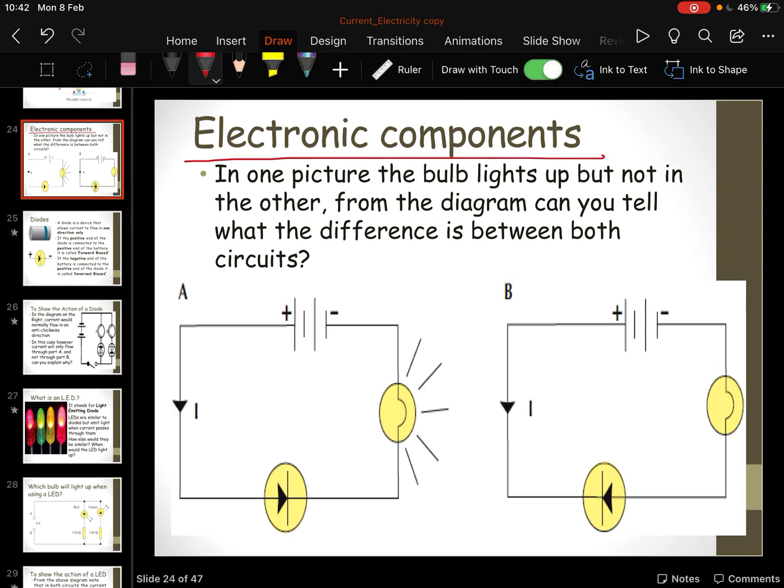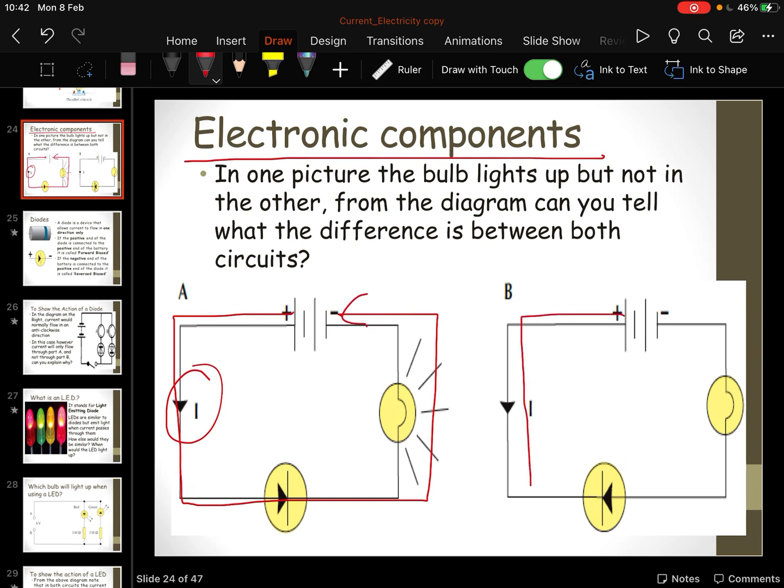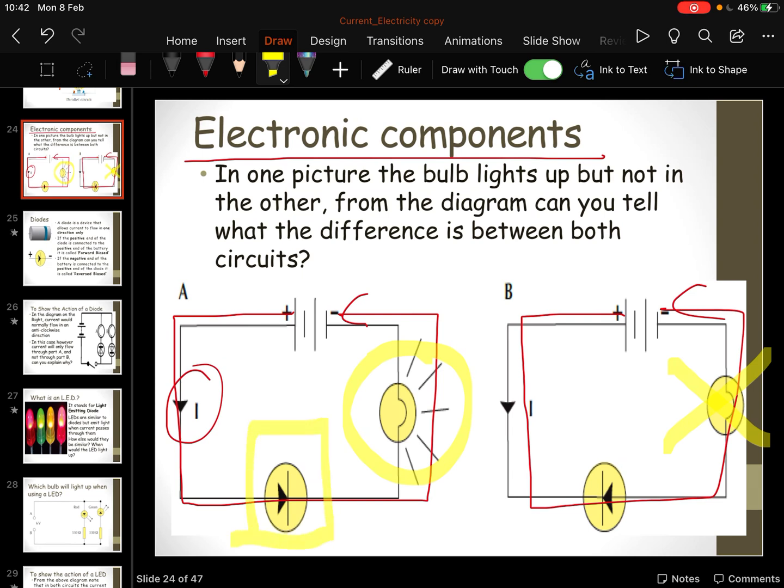So, see the arrow here? It's telling us which way the current is flowing. It's coming from the positive, going down through, going up and going back. And the same over here, down, through, going in, up and back. The difference is the bulb is lighting here, but it's not lighting here. And what's the only difference, can you see? It's these things here. See the arrow.